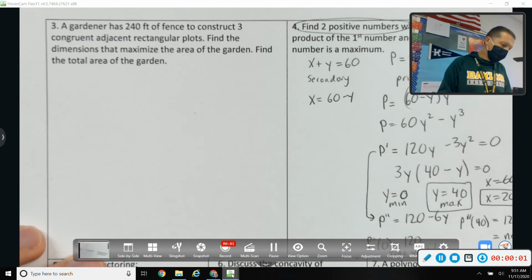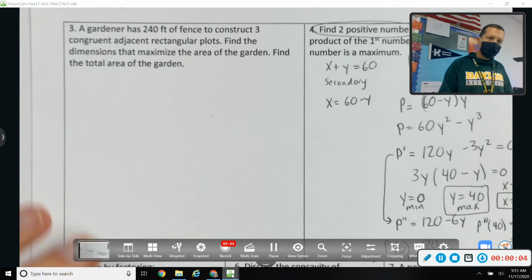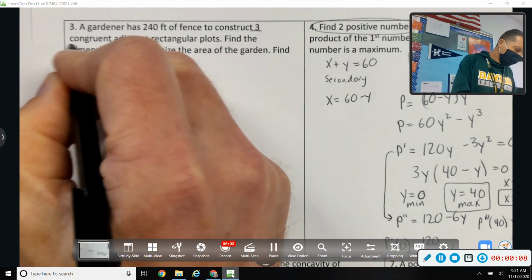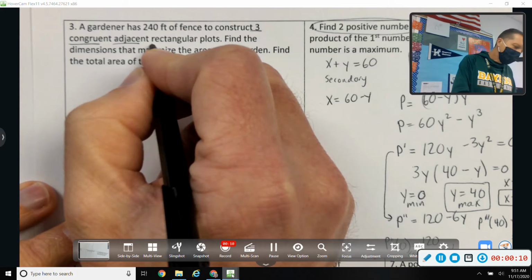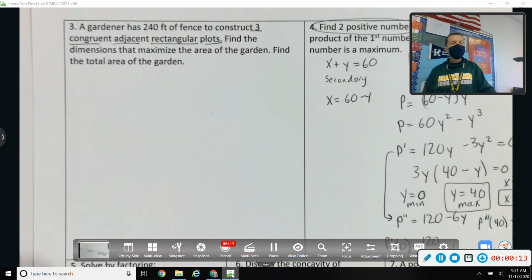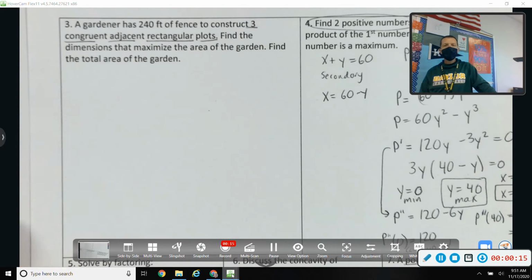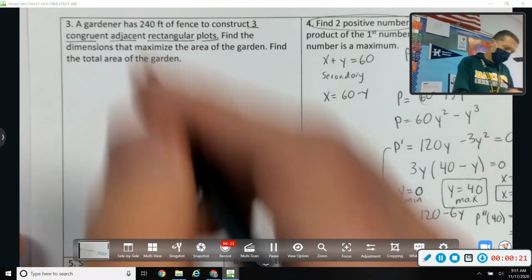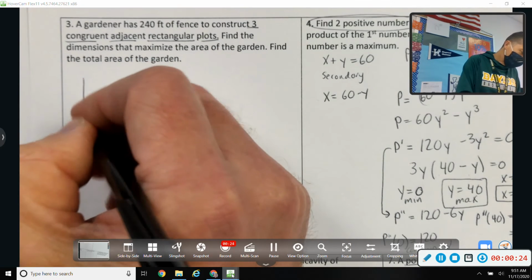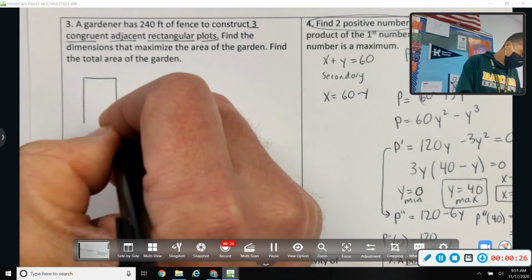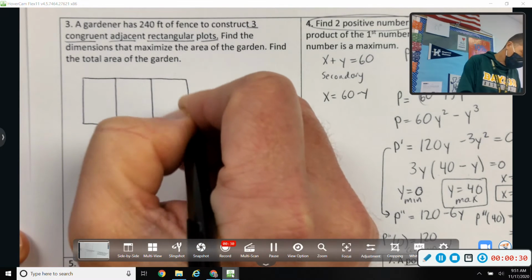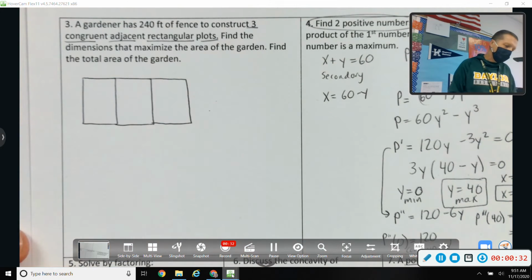Number 3 on the review worksheet. A gardener has 240 feet of fence to construct 3 congruent, adjacent, rectangular plots. Like all the modifying words there to our plots. So we want 3 of them right next to each other, congruent, so they're all the same.